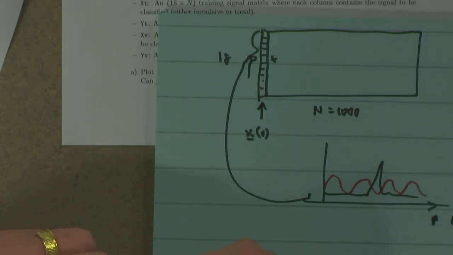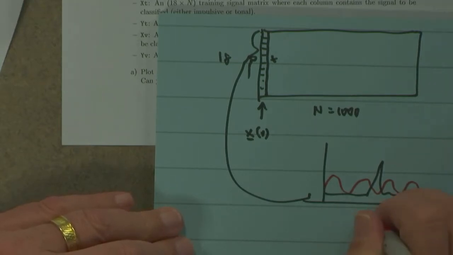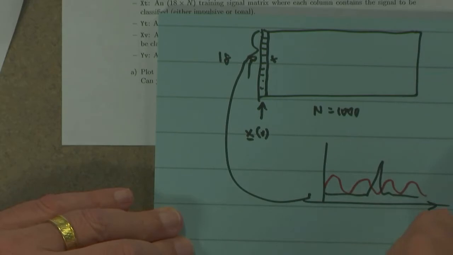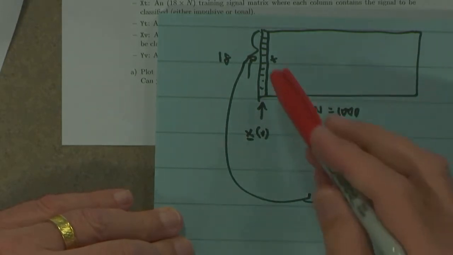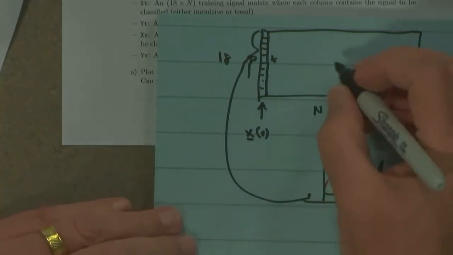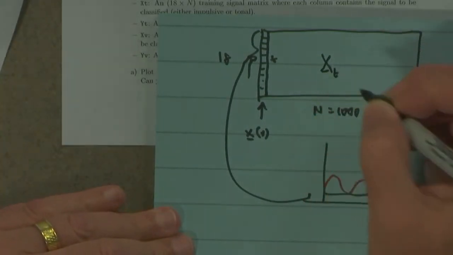That's pretty short. The reason I made them short is so that your code runs faster. If I made this seconds long, that would slow down the code. You don't need many samples to be able to classify this. I'm calling it X of t because it's training.